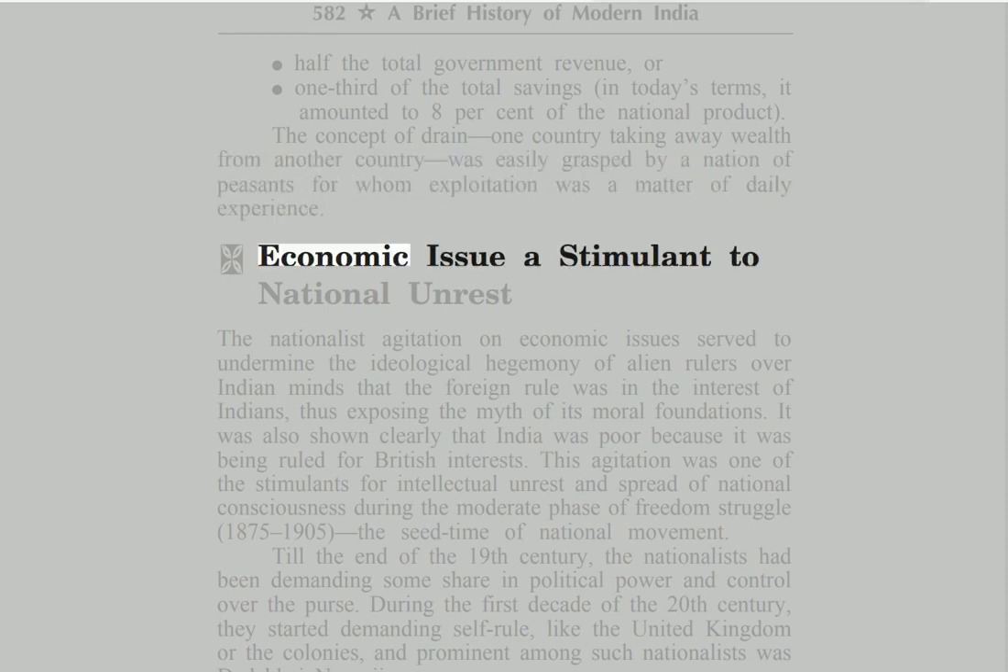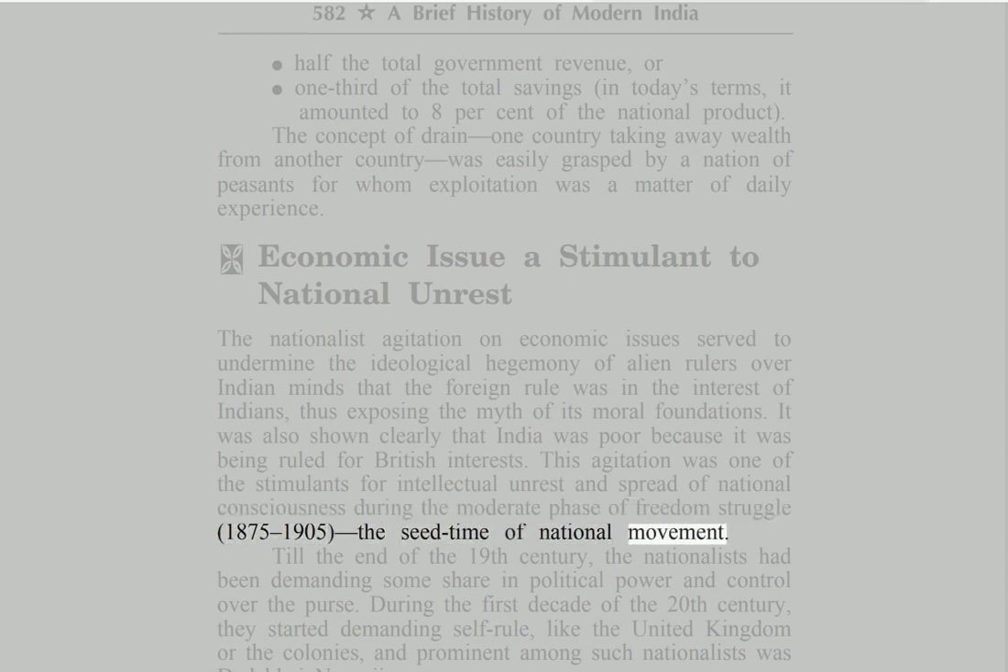Economic issue: a stimulant to national unrest. The nationalist agitation on economic issues served to undermine the ideological hegemony of alien rulers over Indian minds, that foreign rule was in the interest of Indians, thus exposing the myth of its moral foundations. It was also shown clearly that India was poor because it was being ruled for British interests. This agitation was one of the stimulants for intellectual unrest and spread of national consciousness during the moderate phase of the freedom struggle, 1875-1905, the seed time of the national movement.